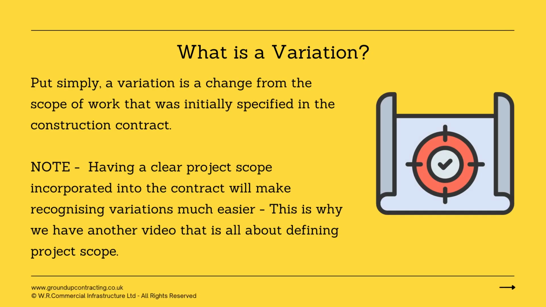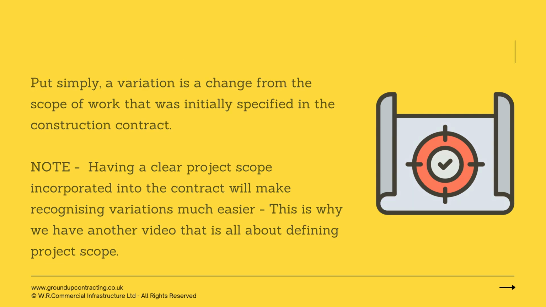So what is a variation? Put simply, a variation is a change from the scope of work that was initially specified in the construction contract. Therefore, having a clear project scope incorporated into the contract to begin with will make recognizing variations much easier. This is why we have another video that is all about defining project scope.